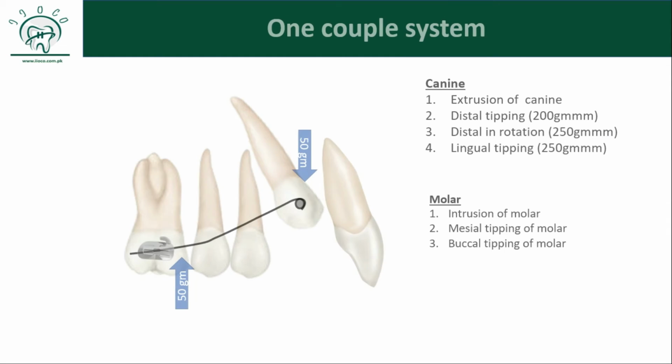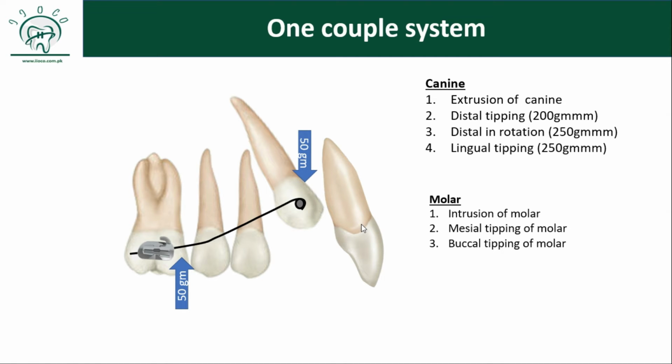Do you remember? In our last video, we talked about one couple system in orthodontics and I gave you the example of cantilever spring to bring an ectopic canine into the arch. In this design, cuspid received a single force because we gave lingual button as an attachment on that, while there was generation of couple at molar. This is the reason we call this system as one couple system.